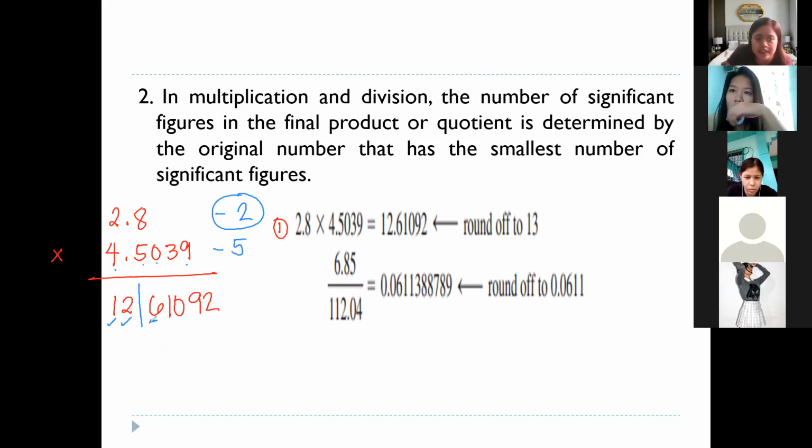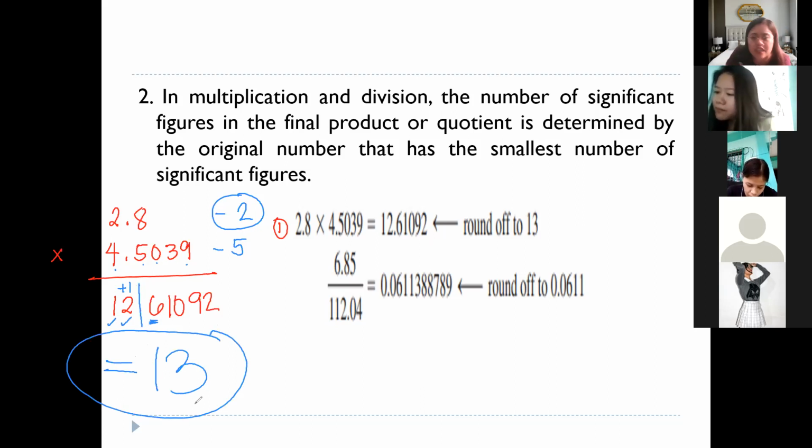But let's consider the next digit. This is 6. So what are we going to do? Mag plus 1 ta din he. Which means the final answer for this is 13. It has 2 significant figures. That's how you do it sa multiplication. Okay? And that is also true for the division.